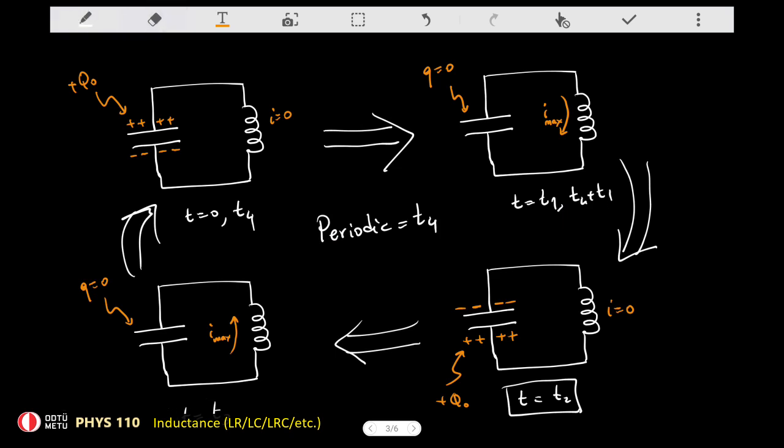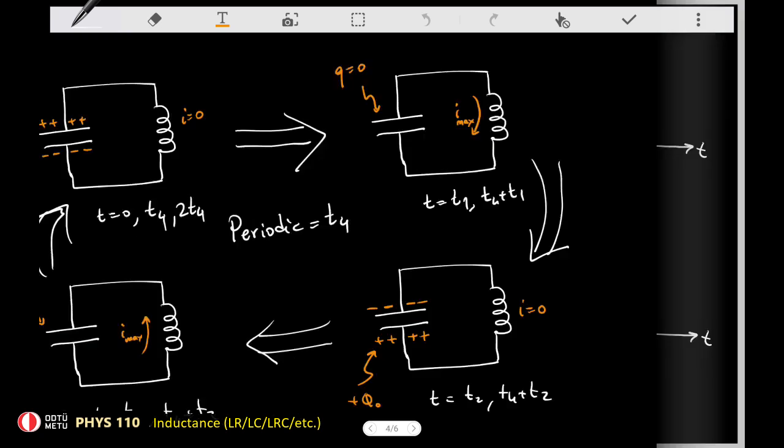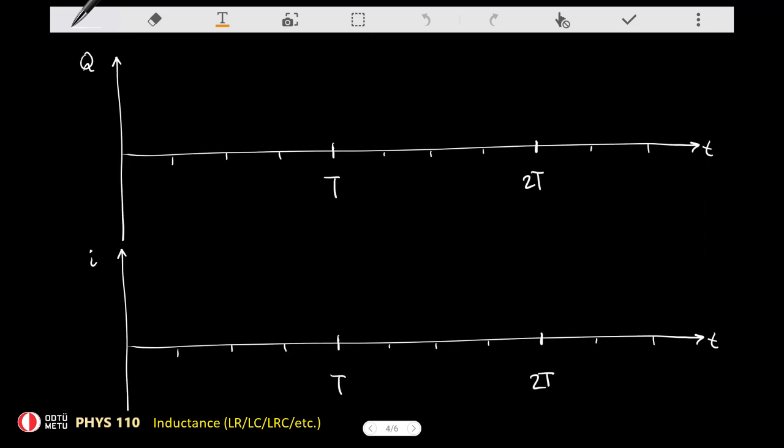Let me erase all of these. At time t4 plus t2, we are going to have this situation, and so on. And therefore, at time 2t4, we will be back with the starting configuration, and so on. So it will just continue like that. Right? So as a result, by using this, we can actually plot the amount of the charge and the amount of the current. I have just drawn these things in here. These are the times corresponding to the individual steps that I have shown earlier.